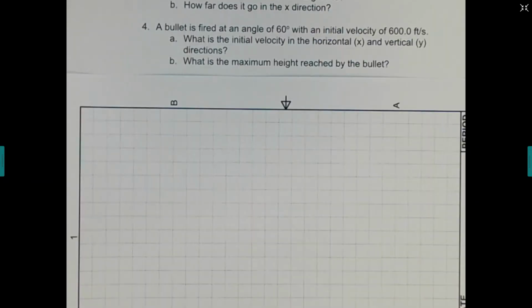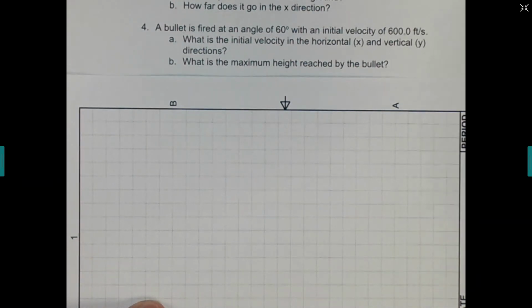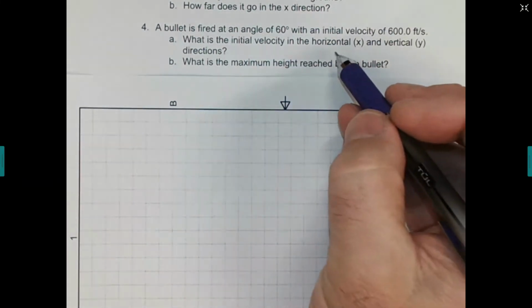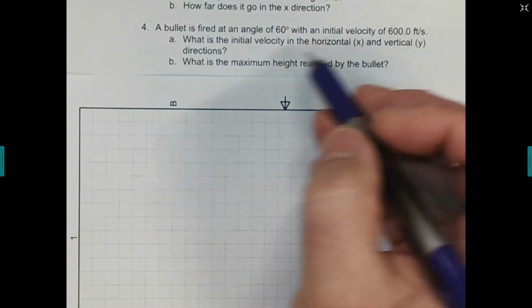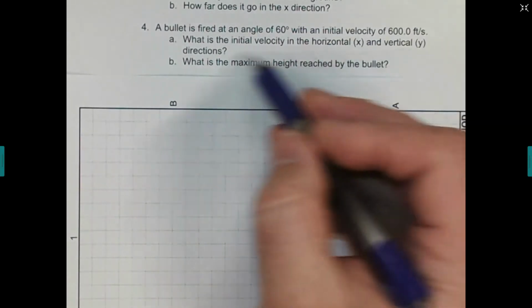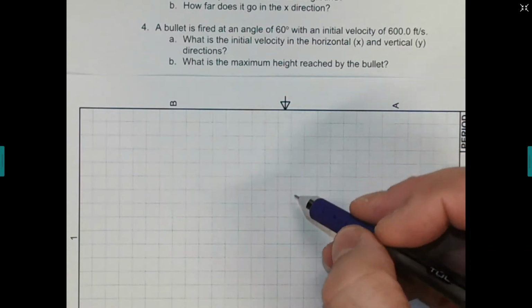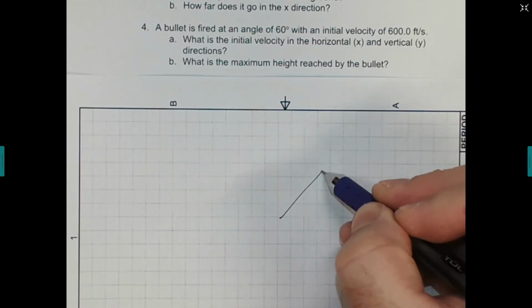All right, let's look at number 4. In number 4, we have a bullet fired at an angle of 60 degrees with an initial velocity of 600 feet per second. What is the initial velocity in the horizontal and vertical directions? What is the maximum height reached by the bullet? So now we have this thing taking off at 60 degrees.